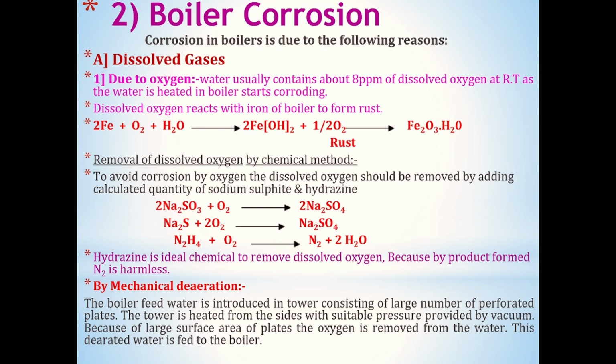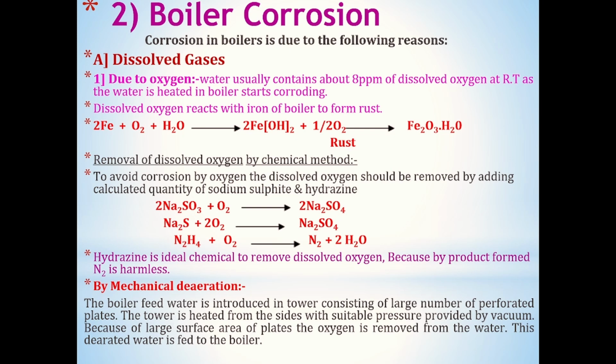To avoid the corrosion by oxygen, the dissolved oxygen should be removed by adding a calculated quantity of sodium sulfite and hydrazine. So see the first reaction, it is about sodium sulfite, it reacts with oxygen to form sodium sulfate. Second reaction is sodium sulfite reacting with oxygen to form sodium sulfate. And third is the reaction of hydrazine, N2H4 plus O2, it forms nitrogen and H2O. So out of this, hydrazine is the ideal, suitable chemical to remove dissolved oxygen because the byproduct from here is nitrogen, which is harmless.